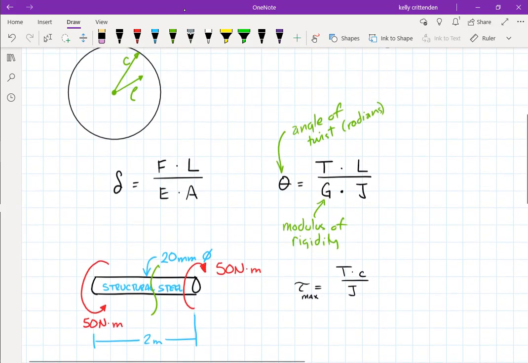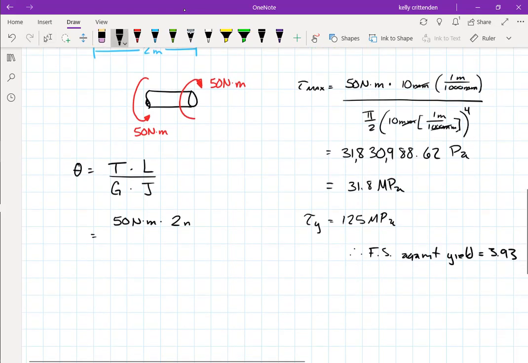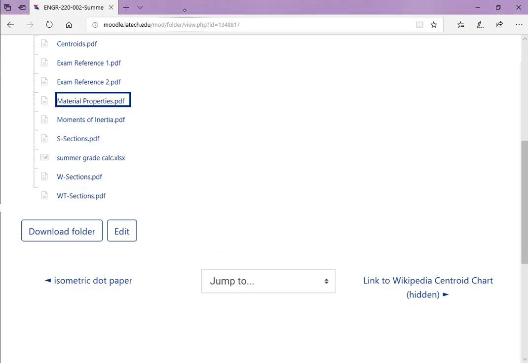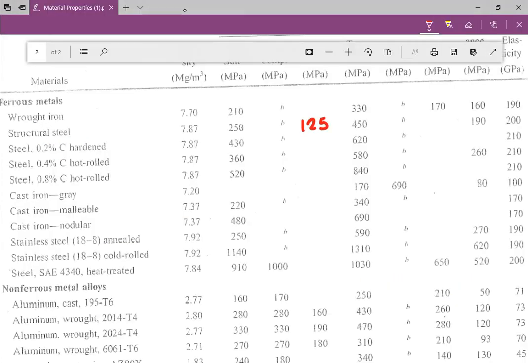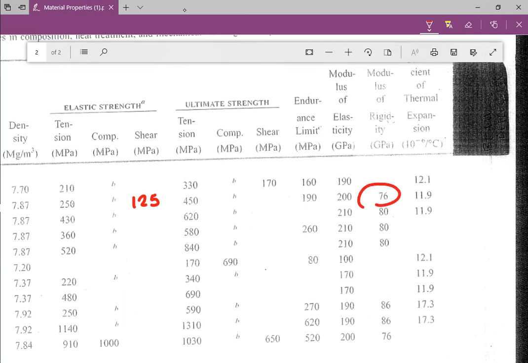So our equation for angle of twist is this, TL over GJ. So theta equals the internal torque times the length of the section over the modulus of rigidity of the material times the polar moment of inertia for that cross section. So we had 50 newton meters. We had this section, we said it was 2 meters long. G, the modulus of rigidity, is over in our chart, which I guess, did I close it? No, here it is. Modulus of rigidity for this set of units is this 76, and that's gigapascal, so 10 to the 9th.